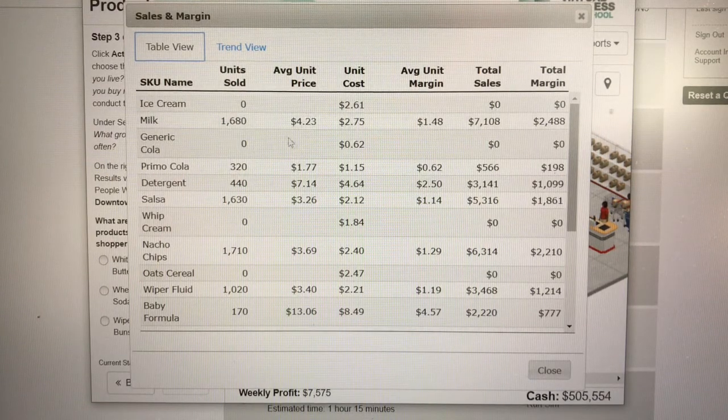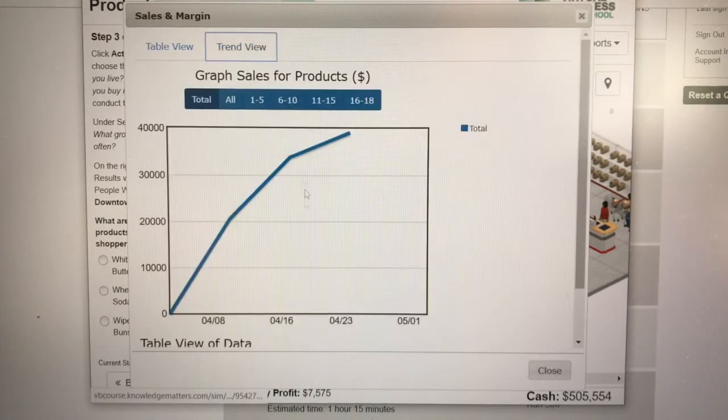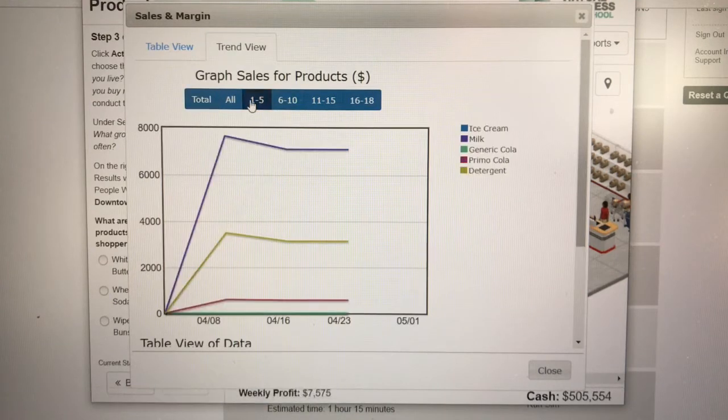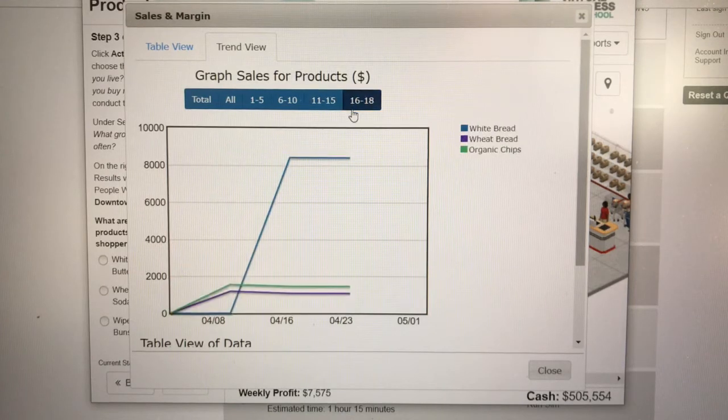This is how you can see how much money you're making off each particular item that you're selling, and how many units you're selling of that particular item. So with white bread, we sold 2,600 units. We're not selling nearly as much wheat bread. If I look at the trend view, let me find, here we go, white bread. See how with white bread, we weren't selling any because we had none on the shelves, and then boom. Look how much it climbed to $8,000 in sales of white bread.